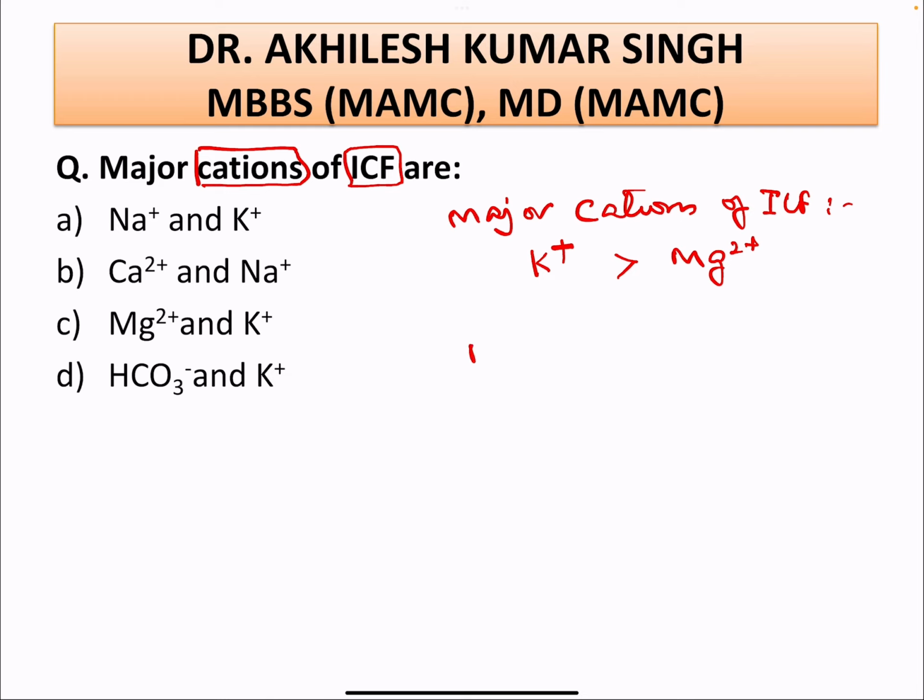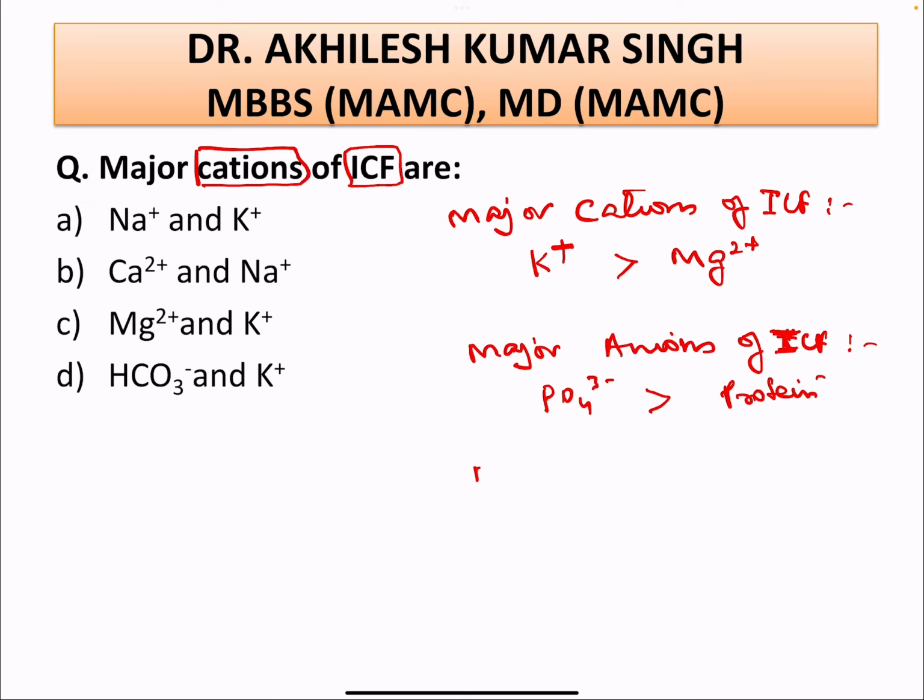Potassium. Similarly, the major anions of the ICF are the phosphate anions and the protein anions. Out of these two, which was more in concentration? The phosphate.